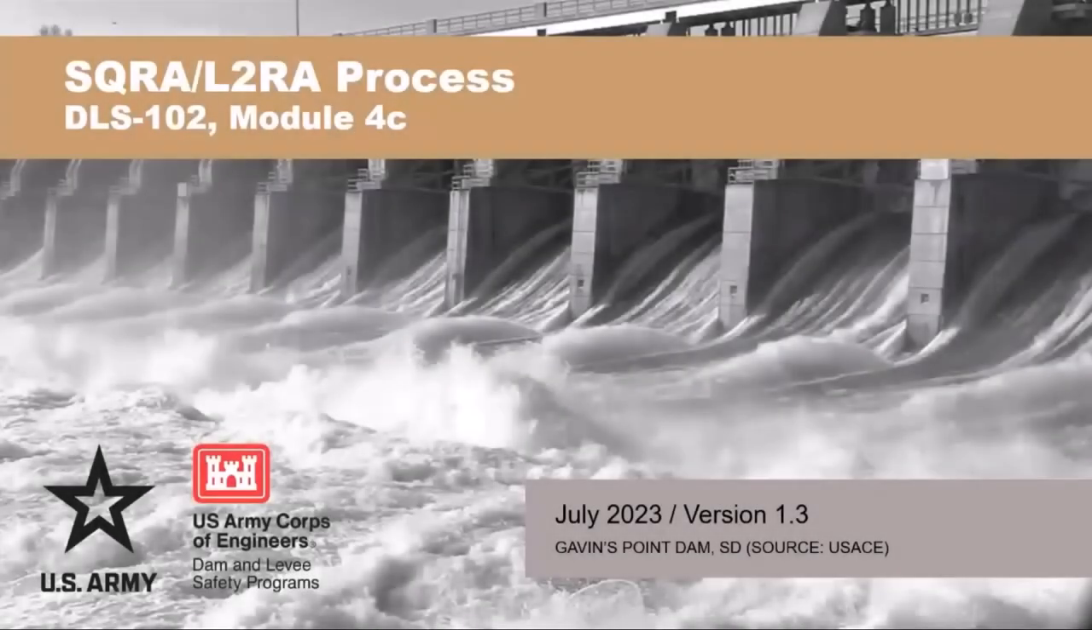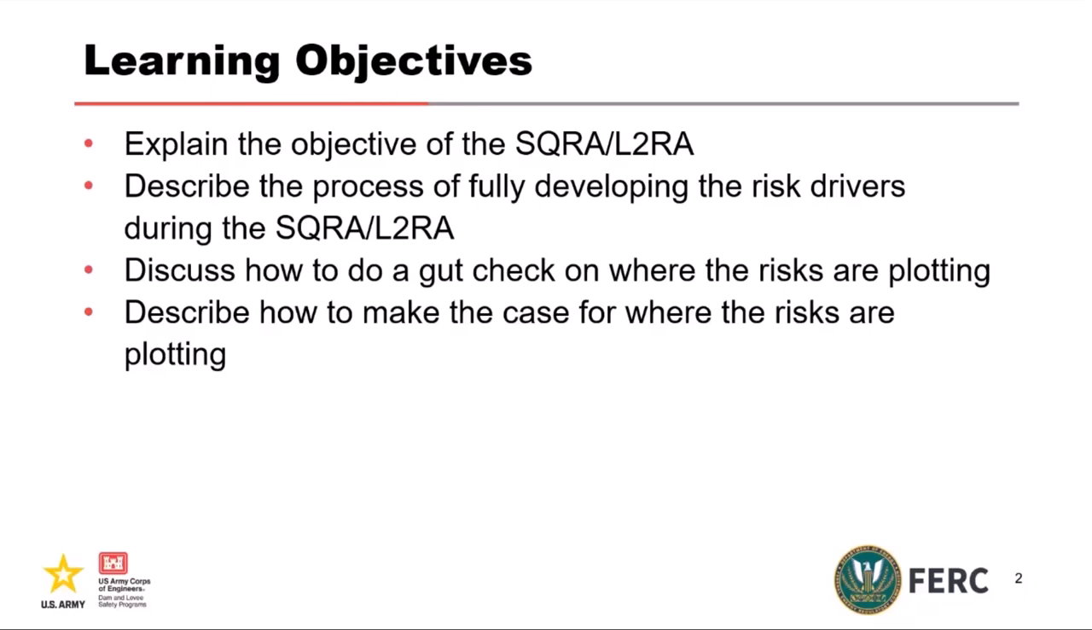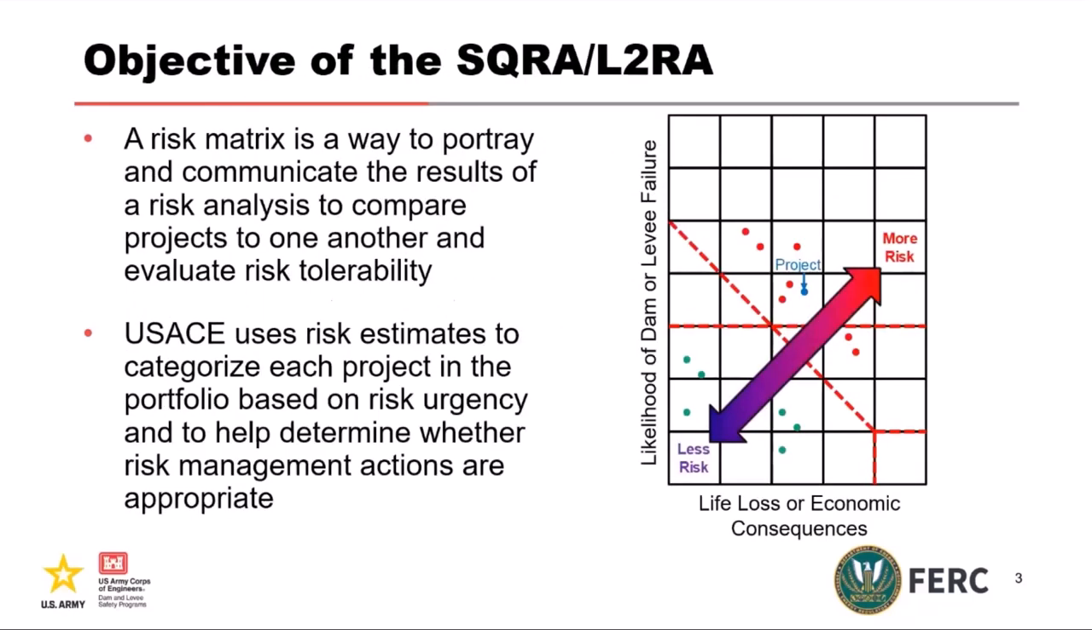And I'm going to introduce you to the objectives of the SQRA L2RA process. Kind of describe the process, how you develop the risk drivers doing the SQRA L2RA, and how to go through a gut check on where the risks are plotting, and describe how to make the case where the risks are plotting. So this is sort of like what you do with the information once you've done what Andy just walked you through.